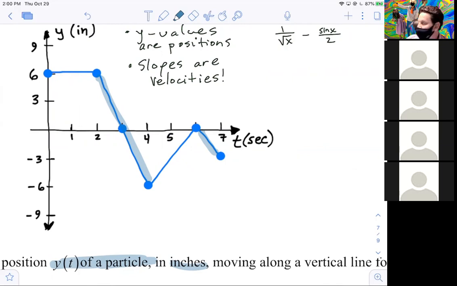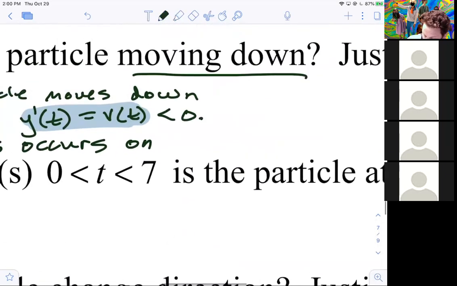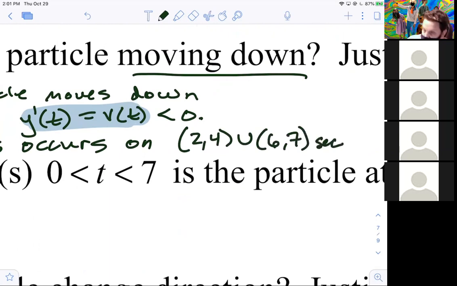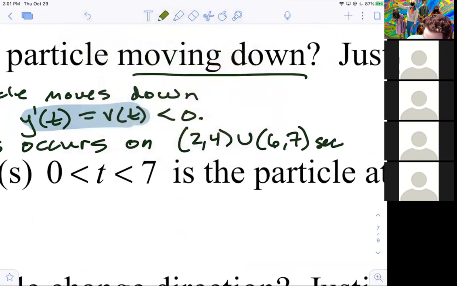This one is actually kind of nice if it's moving vertically, because you can almost imagine as the graph goes down, it's crawling down. So 2 to 4 and then 6 to 7. On 2 to 4, union 6 to 7. And are there any units on that? Seconds, right? So that's how you can answer it. Instead of using inequalities, you use interval notation. If you want, you can even spice it up by adding a t epsilon in front, but it's not required.